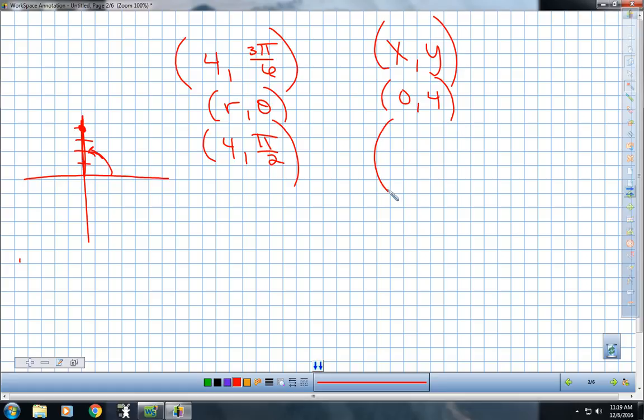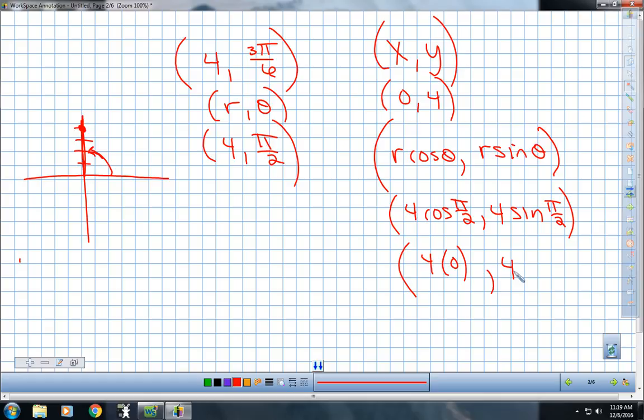On your formula sheet, x equals r cosine theta, and y equals r sine theta, right? So r was 4, and we're finding the cosine of theta, and theta is pi over 2. r sine pi over 2. What is the cosine of pi over 2? On a unit circle, what is the x-coordinate at pi over 2? 0. So this is just 4 times 0.